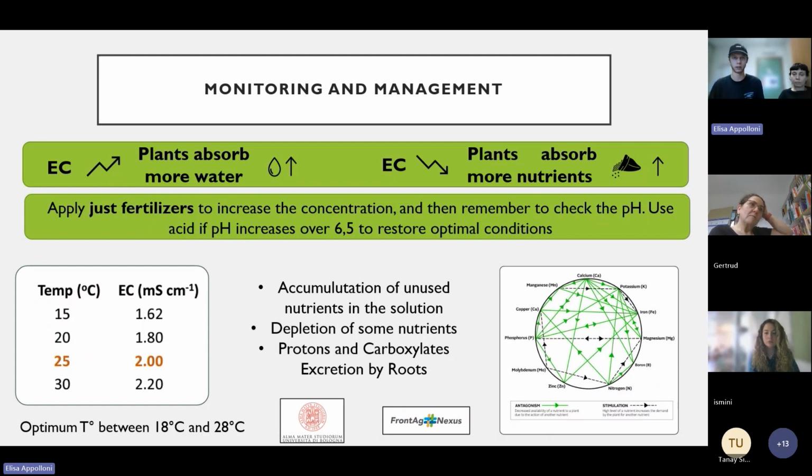On the other hand, if we see that the electroconductivity decreases over time, this means that we are using a too low electroconductivity and that plants are absorbing more nutrients than water. In this case, instead of diluting it with water, we need to dissolve even more salts inside our nutrient solution. Always remember to use the correct ratio between the elements.